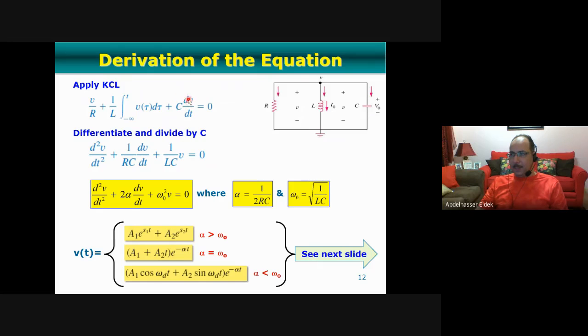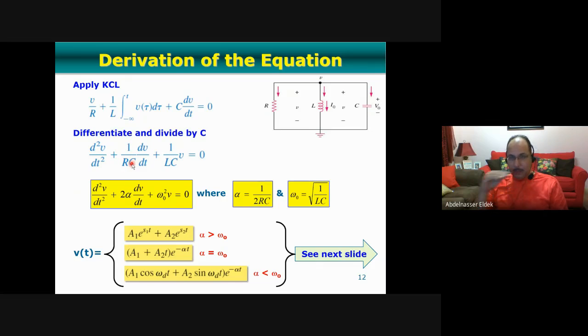Why do we divide by C? Because in this case, this will be the highest derivative, since we differentiate the whole equation. So it will be d squared V by dt squared plus 1 over RC dV by dt plus 1 over LC V. If we replace this by 2 alpha and this one by omega 0 squared, then in this case, alpha equals what? Equals 1 over 2RC.